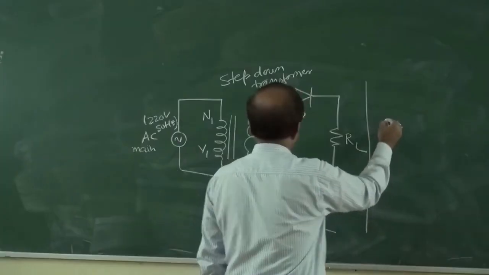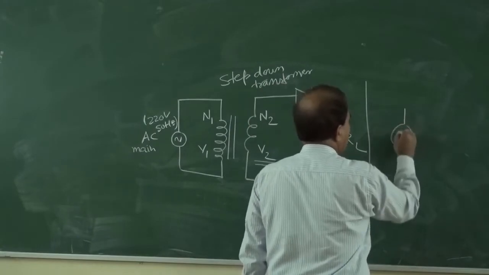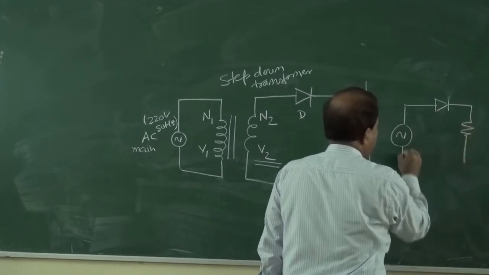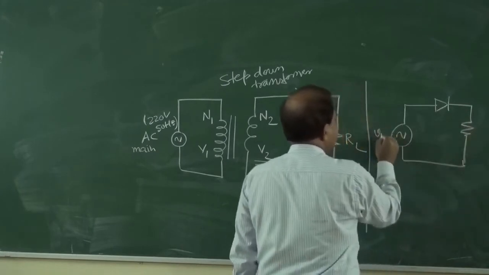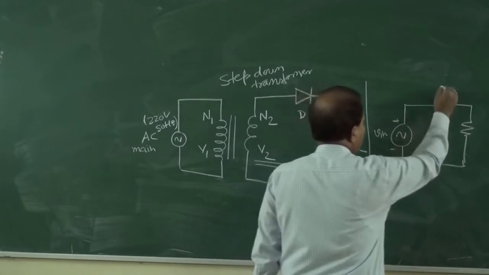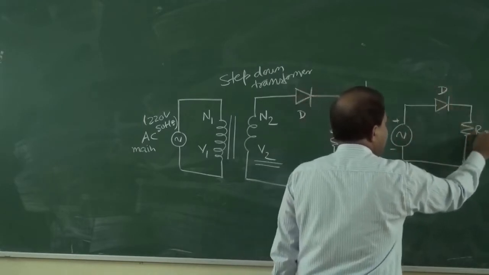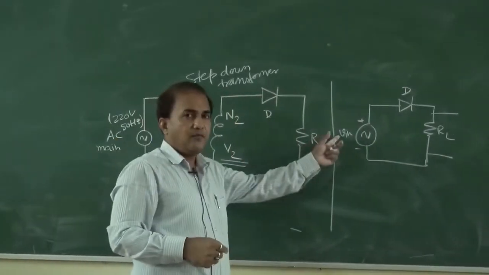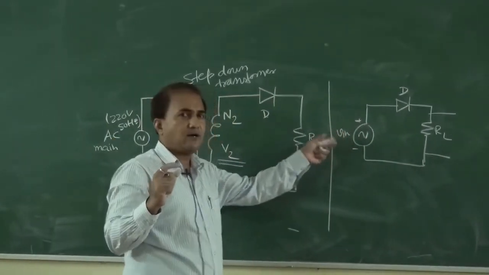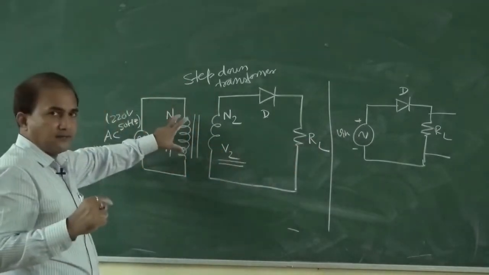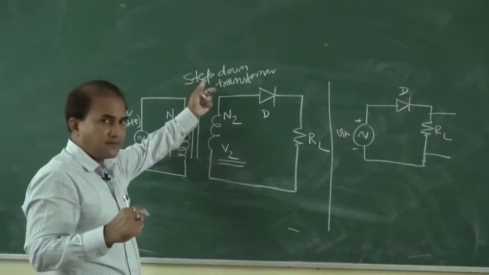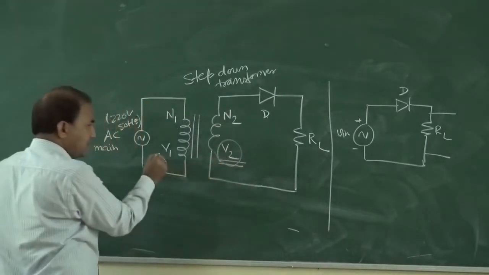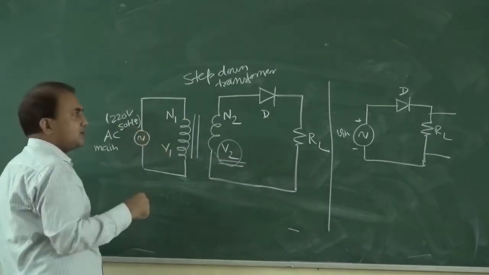Design a half wave rectifier circuit like this. Here this is Vin, diode D, and this is RL. Here the magnitude of the input voltage should be very small, and the step down transformer is used. So V2 is very much lesser as compared to V1, depending upon the turns ratio of the coil.